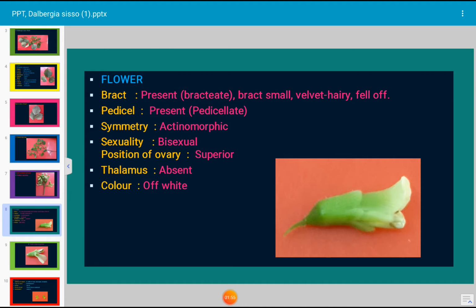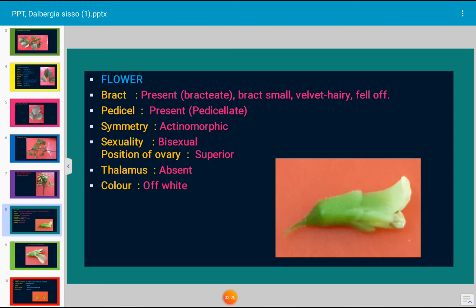Pedicel, a stalk, is present to the flower. The stalk-like structure of flower is known as pedicel, and when the pedicel is present, the flower is described as pedicellate in taxonomic language. And symmetry of the flower is actinomorphic. Sexuality of the flower: androecium as well as gynoecium both are present, hence the flower is bisexual.